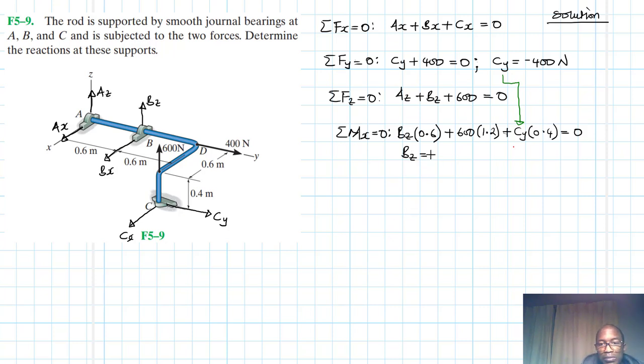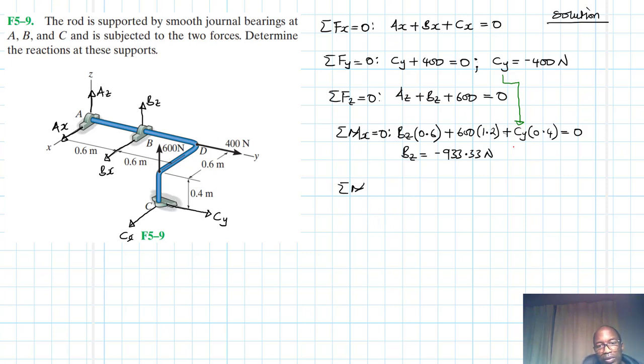So this gives us bz is equal to minus 560 newtons. Okay, no, sorry, not 560. It's divided by 0.6. So this is equal to minus 933.33 newtons. Let me say again, 600 by 1.2, there is a minus 400 by 0.4, divided by 0.6. So we have a minus 933.33, which is our BZ.